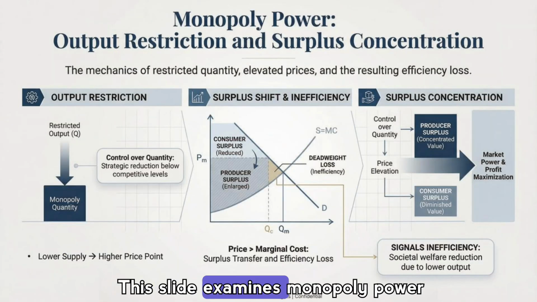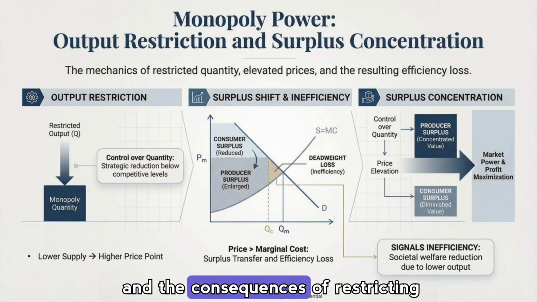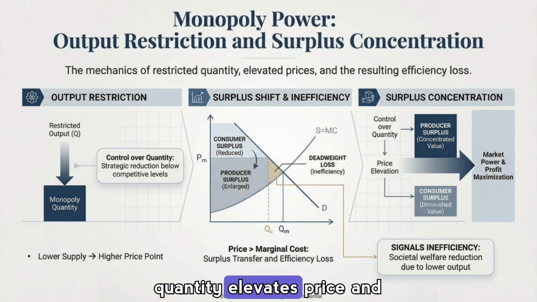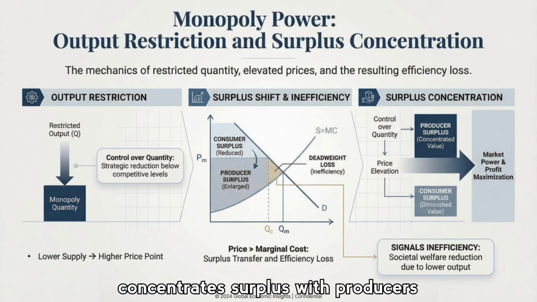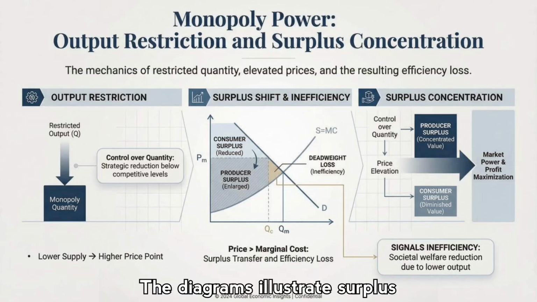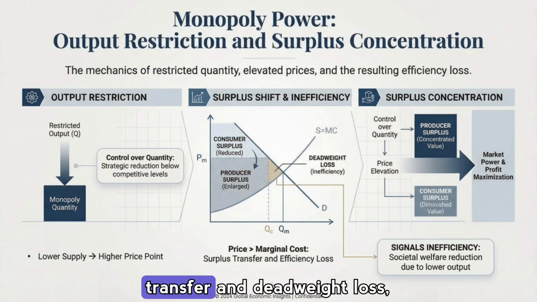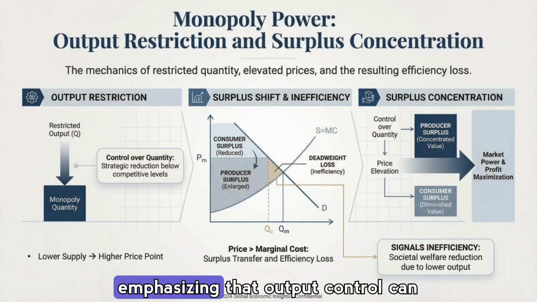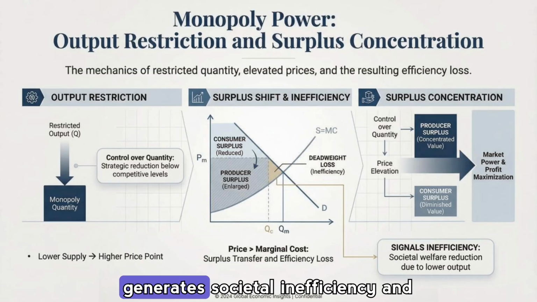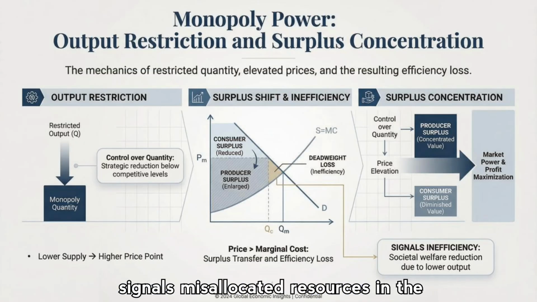This slide examines monopoly power and the consequences of restricting output, showing how limiting quantity elevates price and concentrates surplus with producers while shrinking consumer welfare. The diagrams illustrate surplus transfer and deadweight loss, emphasizing that output control can boost short-term profits but generates societal inefficiency and signals misallocated resources in the market.